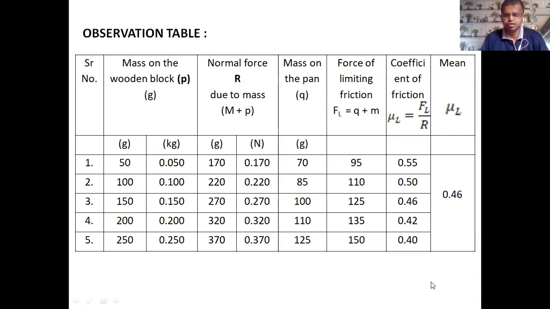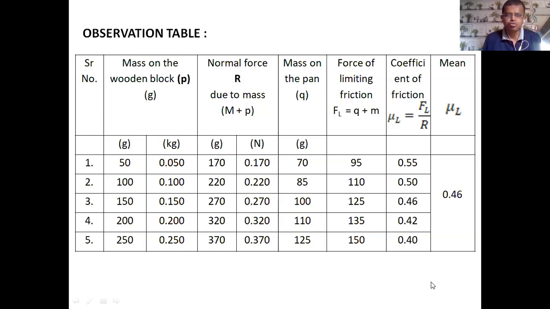Now the final, as per our aim, we find the value of mu L, the coefficient of friction. The equation is very easy. Mu L is equal to FL by R. So FL is 95 and R is 170. We use grams only. So 95 by 170, that is 0.55.